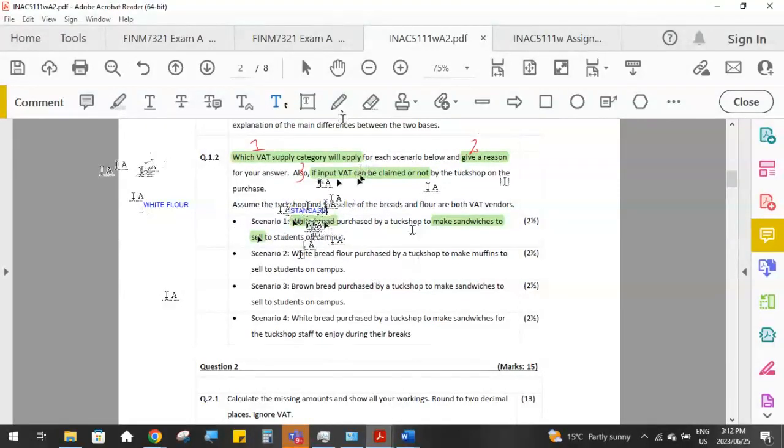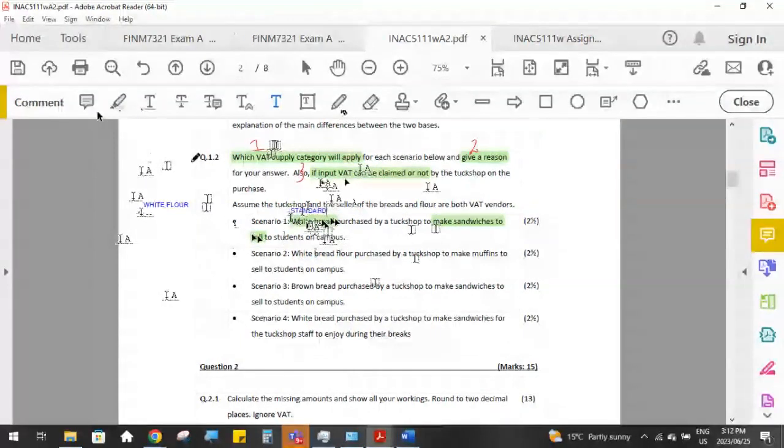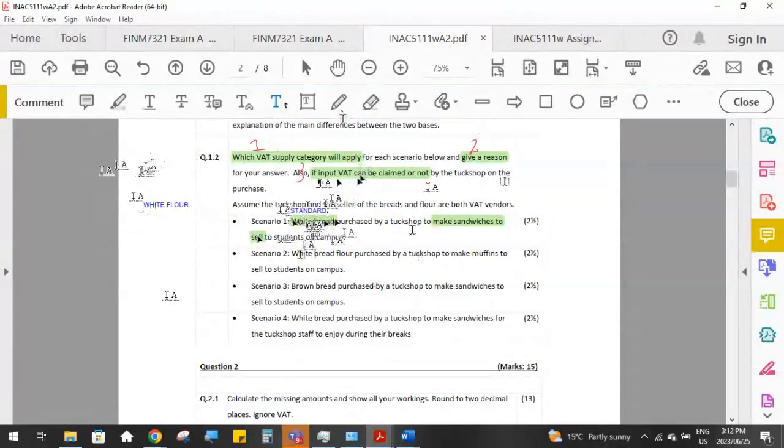So because they are using the white bread as one of their ingredients to make sandwiches that they are then going to sell to the student, the student is then going to be the final consumer of the product, so the tuck shop is not the final consumer of the white bread, the student is going to be the final consumer. That means that the shop is allowed to claim the VAT back on that white bread because they are using it as one of the inputs into making the item that they in turn are selling on to their customer.